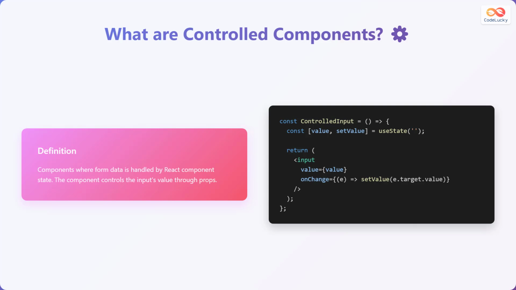Let's define controlled components. Controlled components are those where the form data is handled by the React component state. In essence, the component itself controls the input's value through props. Let's look at a code example.